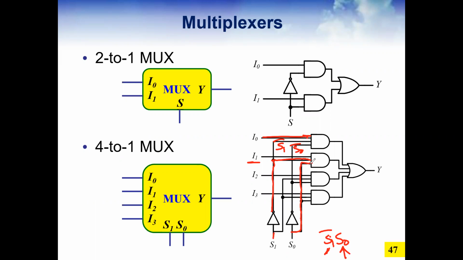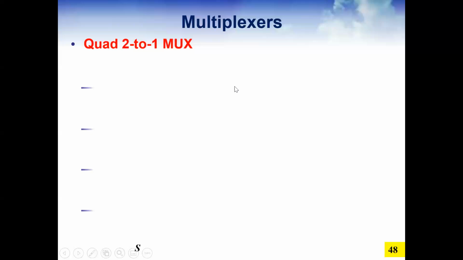So this way we can design the multiplexer. Basically, the inputs for these AND gates are 1 input like that, and the other 2 inputs will be the minterms generated by the selection lines. This is the design of the multiplexer.